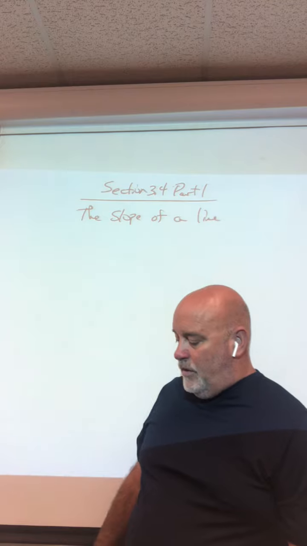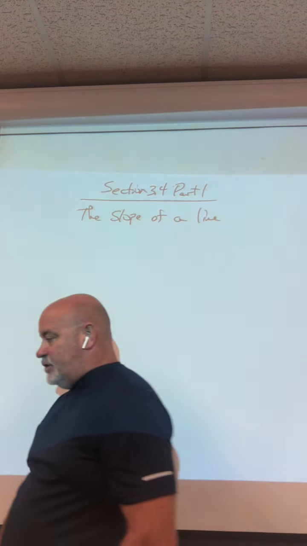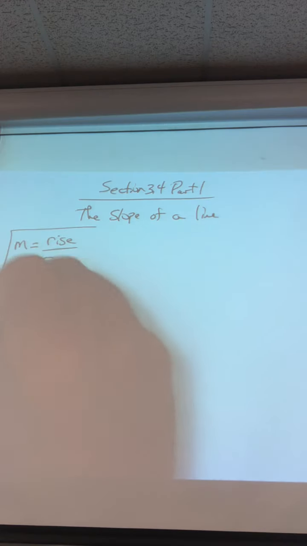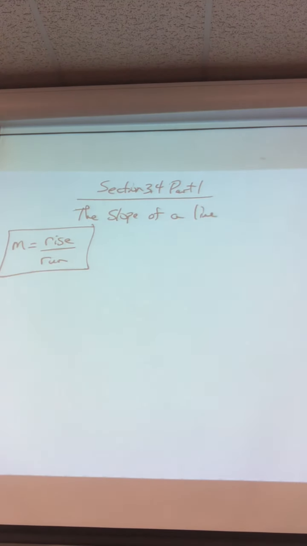All right, so what I want to do first is give you a geometrical definition for slope. From this point on, anytime you see the letter little m, that is the letter we use for slope. By definition, slope is defined to be rise over run.